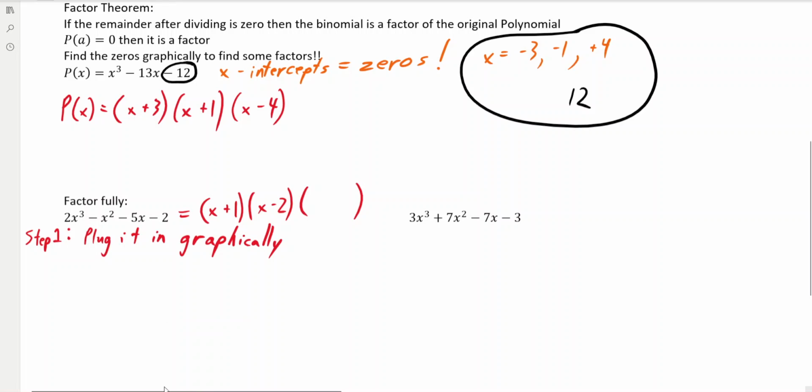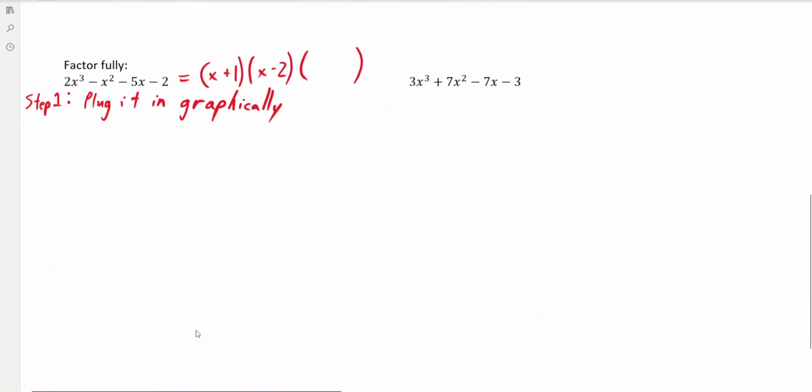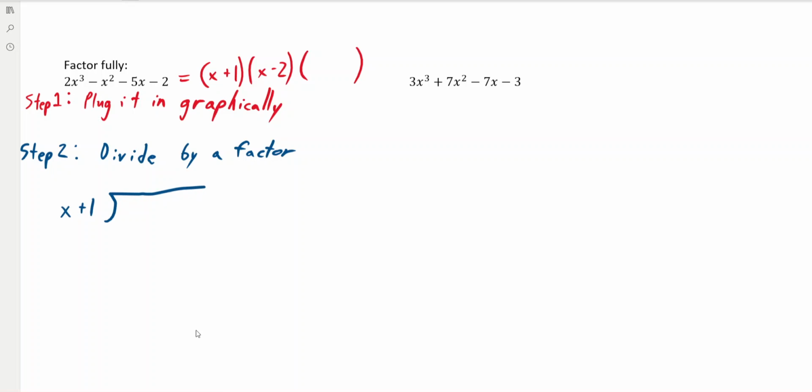So now what we do is we take our step 2, which is to divide by one of the factors. Okay, so we know that we have two factors here, so we're going to divide by one of them. So let's just pick one at random. X plus 1 seems like it's the easiest to go with, so we're going to do that one, simply because it looks easy.